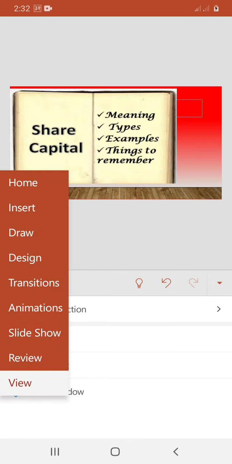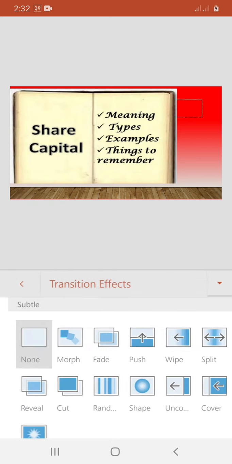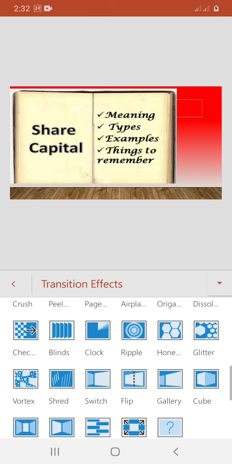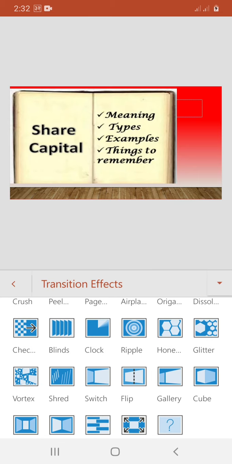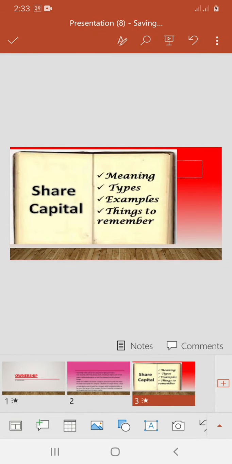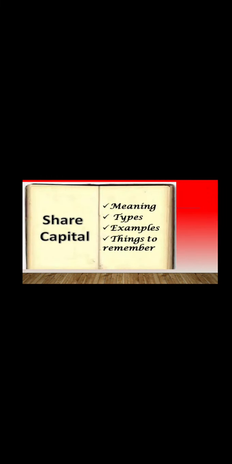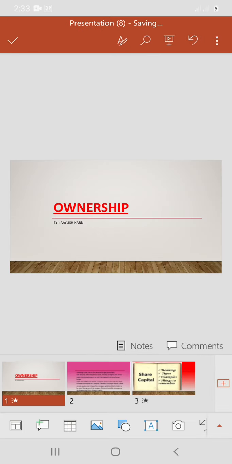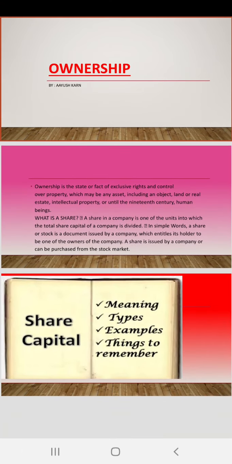For the transition effect, clicking on it will make your presentation very attractive. It depends upon what type of transition you have chosen. For example, this glitter will make it more attractive. In this way you can see what type of effect has appeared. It makes my presentation very attractive. In this way you can create your slide, edit your text, and make a very nice full presentation.